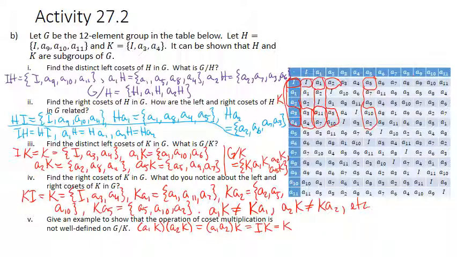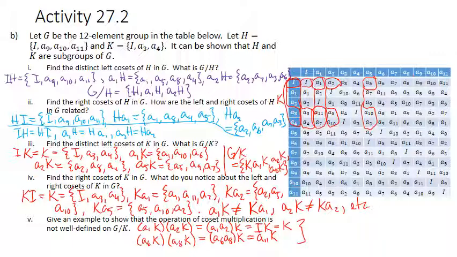And now let's try doing it with 2 different representatives. Another thing that is in A1K is A6, so I could try doing A6K. And then another thing that's in A2K is A8, so I could try doing this with A8K. Okay, so then I'm getting A6 times A8 times K. So A6 times A8 is A11, so this is giving me A11K.